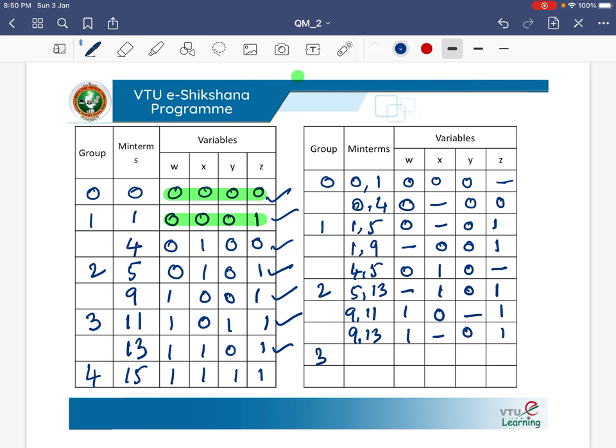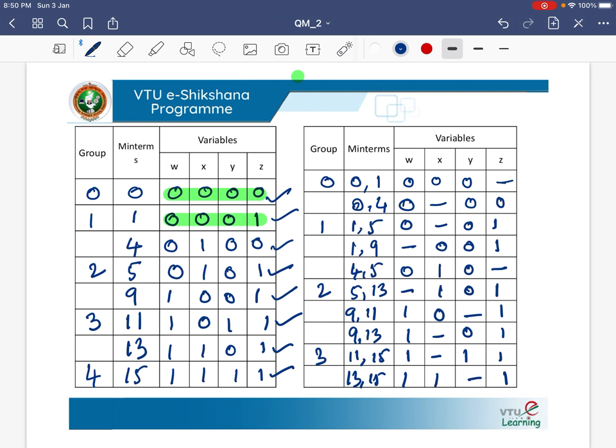Next is group number 3. In group number 3, we have to compare the third group with the fourth group. In this, we can combine 11 and 15. Tick mark that. 11 is already ticked and 15 you tick mark. You get it as 1, dash, 1, 1. And one more is 13 and 15. You will get it as 1, 1, dash, 1.